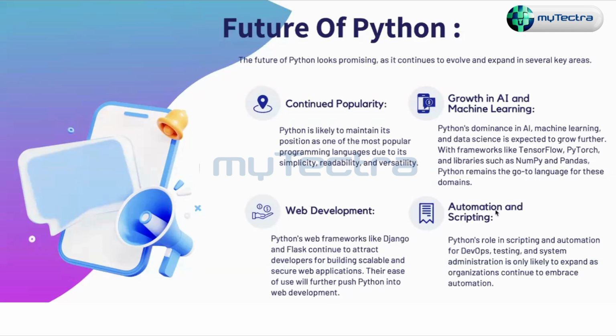Another part is automation and scripting. Python's role in scripting and automation for DevOps, testing, and system administration is only likely to expand as organizations continue to embrace automation. As I said earlier also, Ria, why are we asked to code in Python? Because the development is happening in Python, so the client wants us to pitch into Python as well. Us means QA guys. So that is happening.